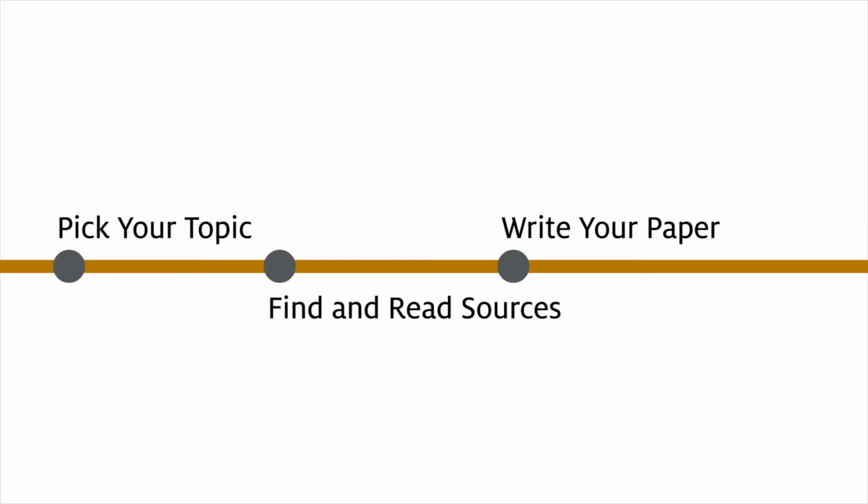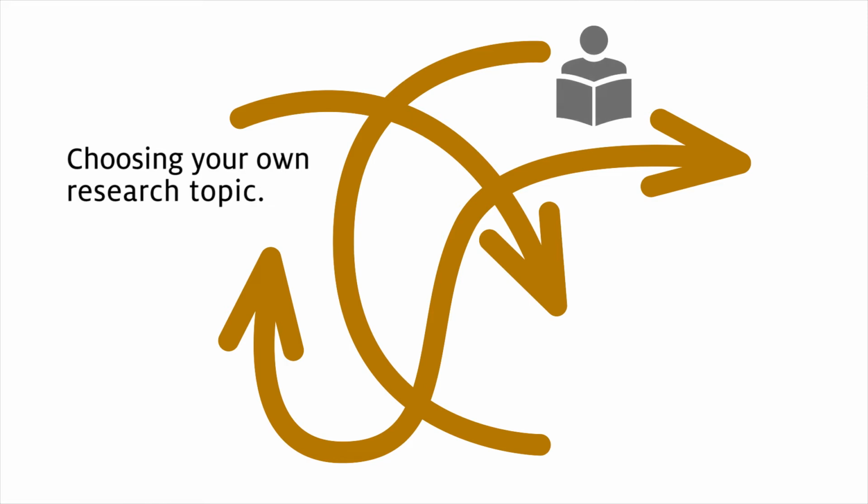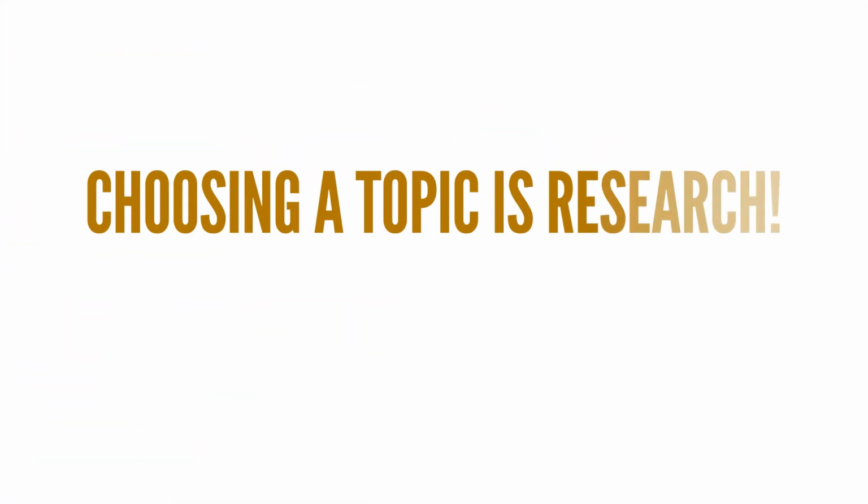But the research and writing process is a lot messier than that. Choosing your topic is intertwined with finding and reading sources and writing and editing your paper. Choosing a topic is research.